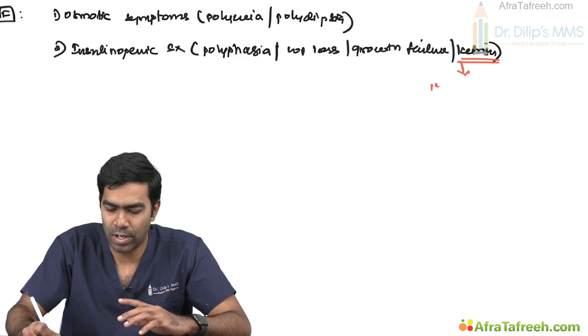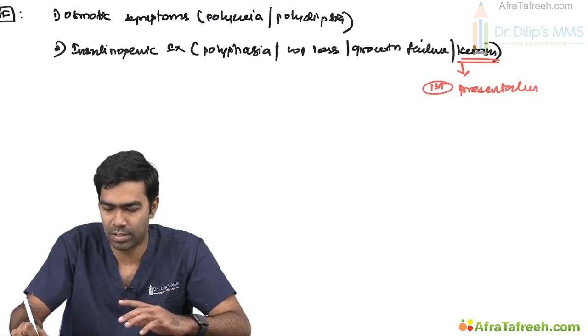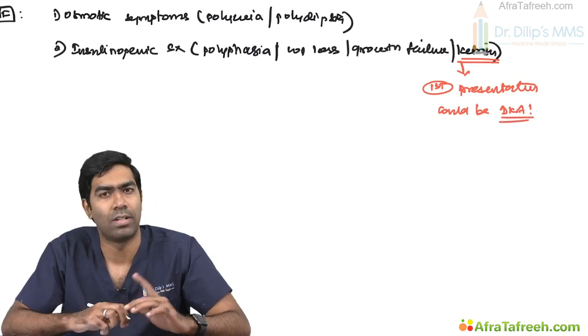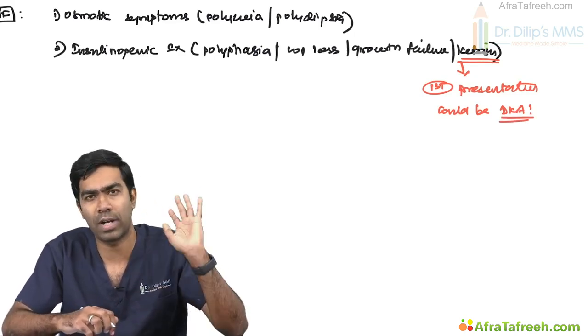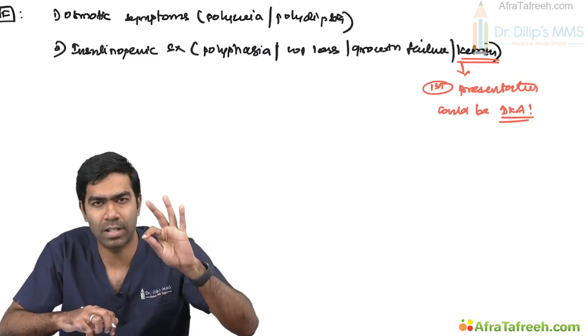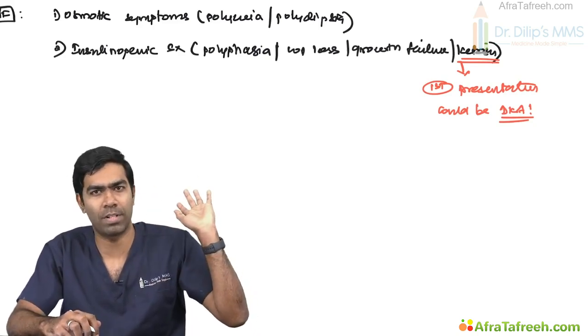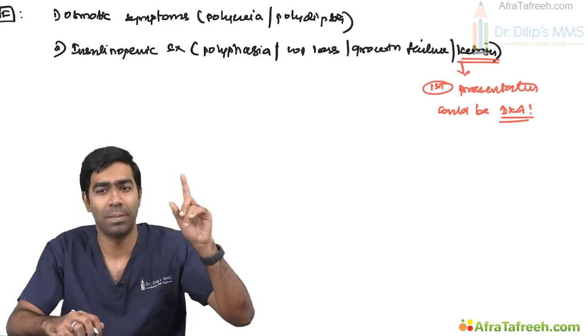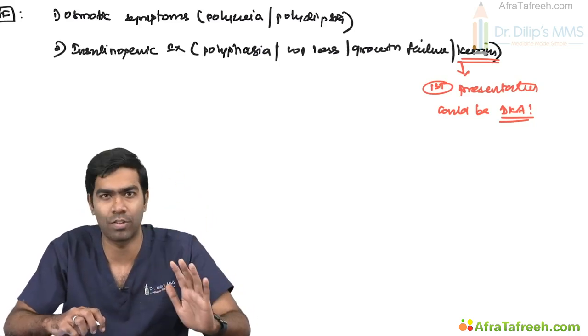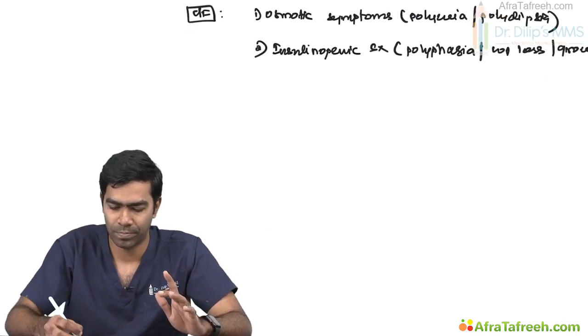And that is the reason why sometimes the first presentation could be DKA in the setting of type 1 diabetes mellitus. That's why they are highly DKA prone. 50% of the autoimmune type 1 diabetes mellitus, especially the childhood juvenile onset type 1 diabetes mellitus, 50% of the patients present for the first time with diabetic ketoacidosis. That's a very important point.